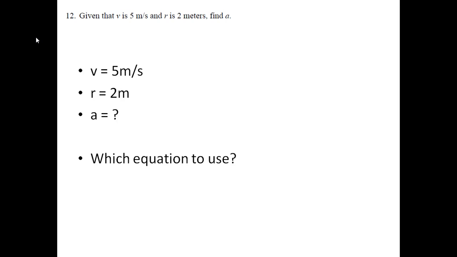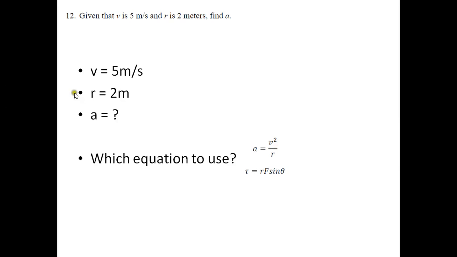Number 12 states that given that velocity is equal to 5 meters per second and that the radius is 2 meters, find the acceleration. So first, what we're going to do in these types of problems is write down what we've been given. We're told that the velocity is equal to 5 meters per second, the radius is 2 meters, and we're solving for the acceleration. Now that we have the given variables, which equation are we going to be using?